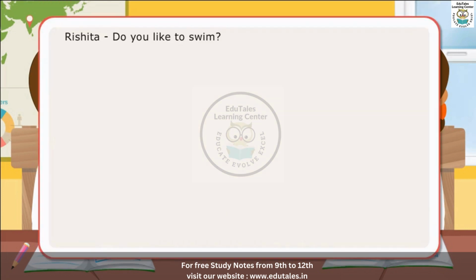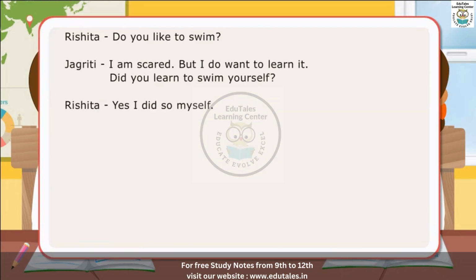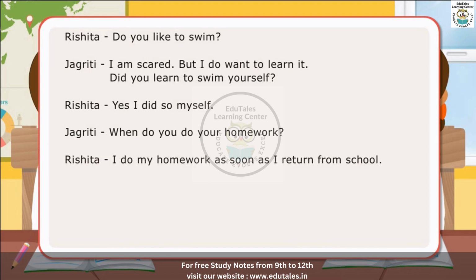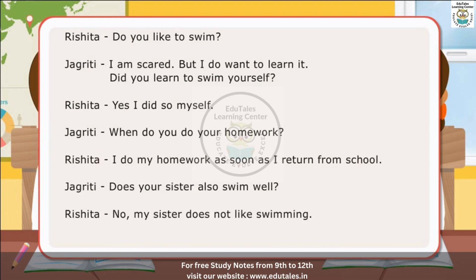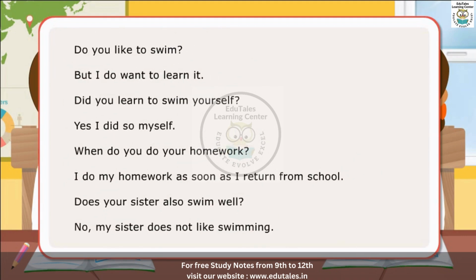In the dialogues, the girls have used do, does, and did to speak of performance of some action, for emphasis, to ask questions, and to form negatives, both in present and past tense. Here are examples of sentences with do, does, and did. Do you like to swim? But I do want to learn it. Did you learn to swim yourself?